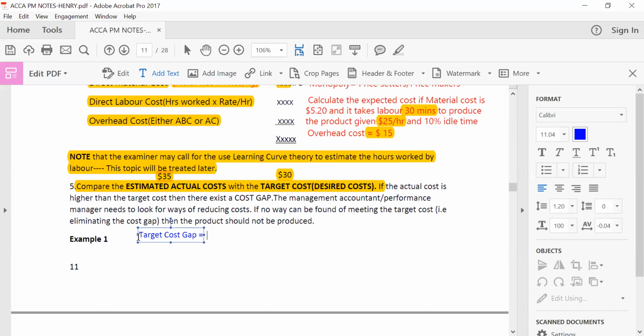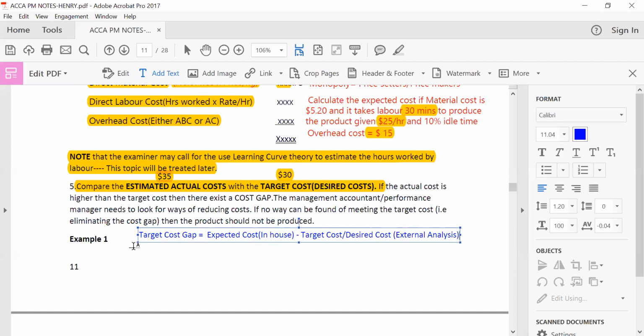Let me just say the expected cost, then put it in brackets, minus the target cost. Minus the target cost, which is also called what? So let me just make it hyphen, desired cost. Desired cost. And that is coming from the external analysis. External analysis.